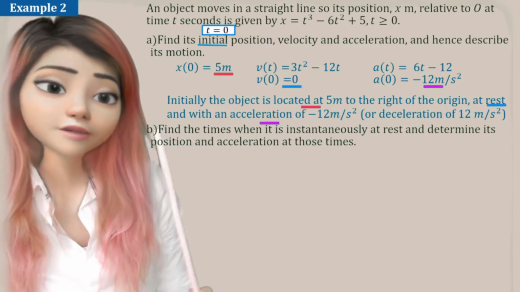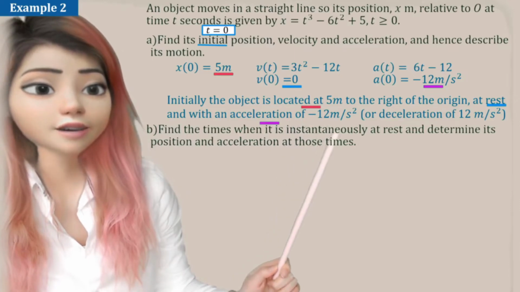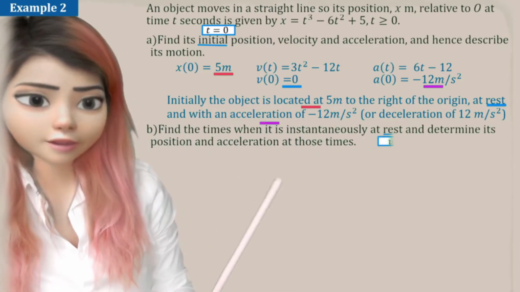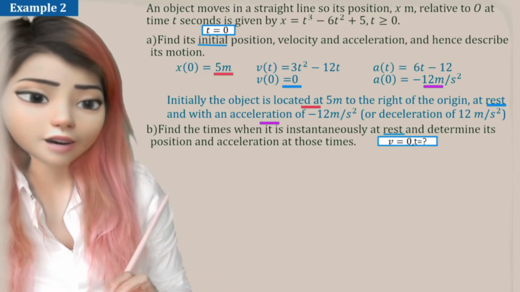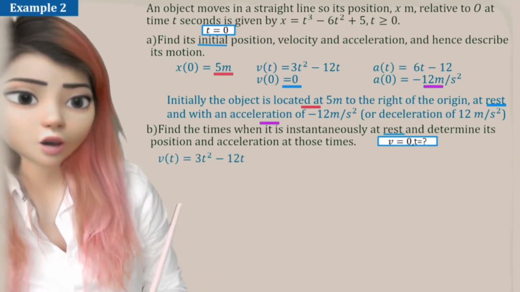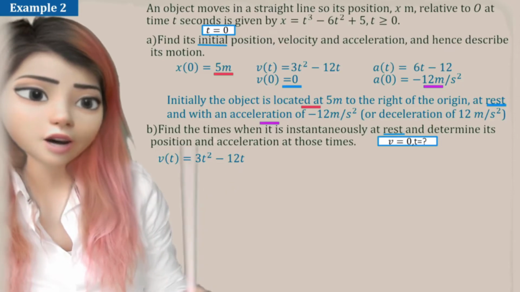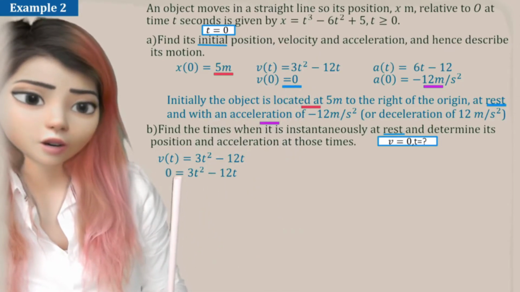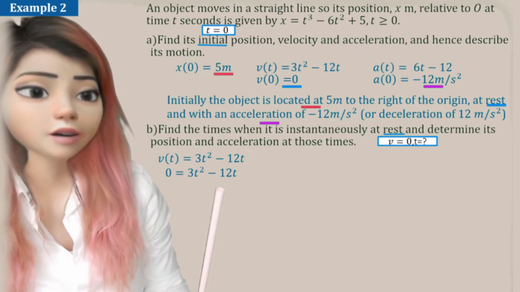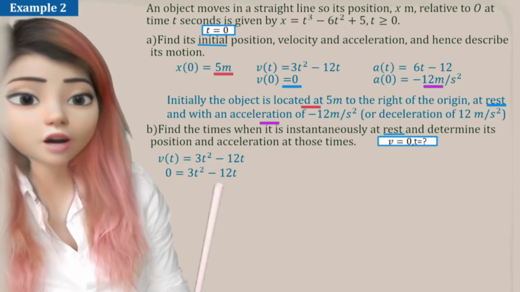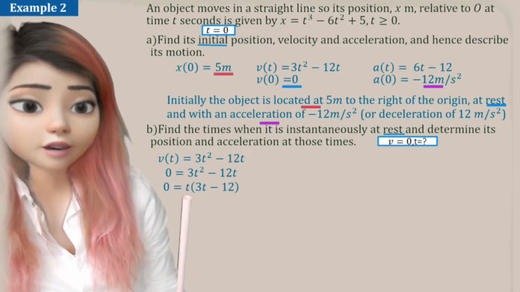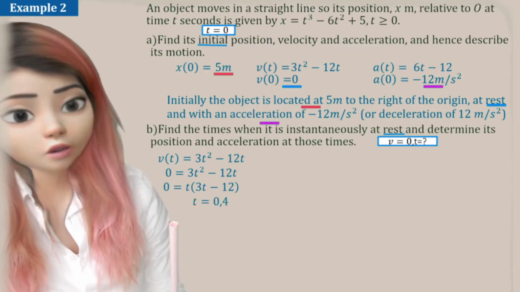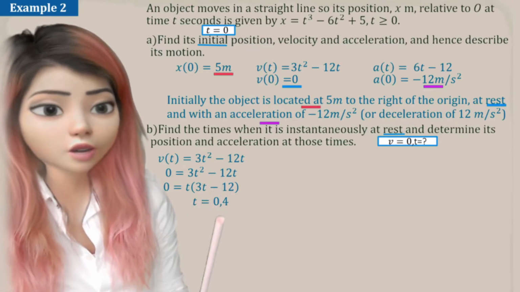Part B, find the times when it is instantaneously at rest and determine its position and acceleration at those times. So when is it instantaneously at rest? When is v equal to 0? Well, let's find what v equals 0 gives us. So when v equals 0, we have 3t squared minus 12t equals 0. Factorizing, we have t times (3t minus 12). So t is equal to 0 or 12 over 3, which is 4.